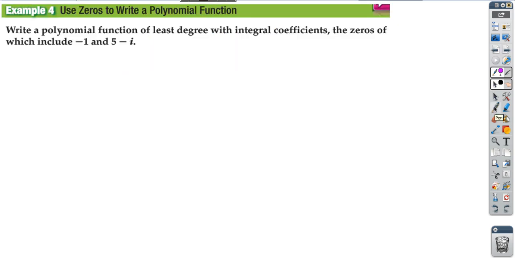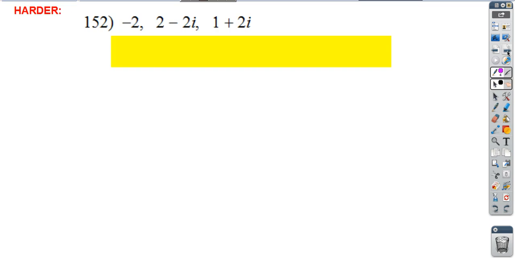Okay. Let's actually try this one first. This one's a little bit harder. Okay, we want to write a function that has those as zeros. And here's the thing, they don't tell us this, but we do know that if 2 minus 2i is a 0, we know that 2 plus 2i has to be a 0 also. And we know that if 1 plus 2i is a 0, 1 minus 2i also has to be a 0. So let's write this function.